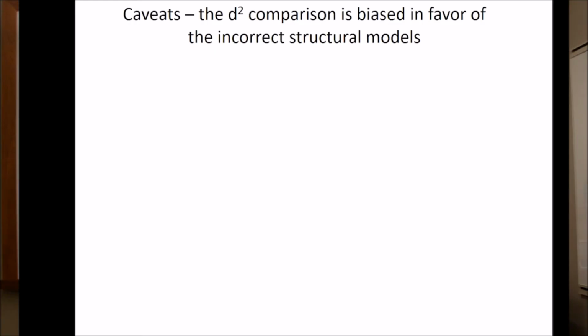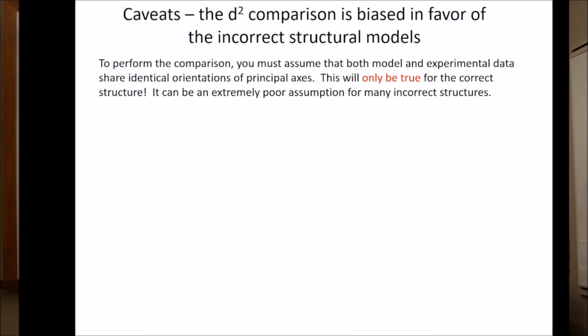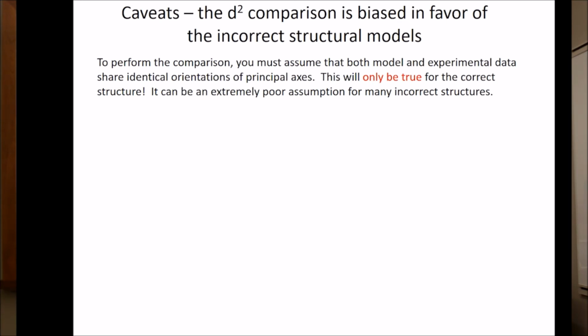There is one problem with doing this comparison this way, and that is d squared is biased in favor of the incorrect structures. One of the assumptions that you make when you do this comparison is that all the things you're comparing share the same orientation of the principal axis system, the axes along which we're measuring shielding. This is only going to be true for the correct structure. For the incorrect structure, it can be a really bad assumption. Some of the incorrect structures can have really very different orientations, and so we're actually making an assumption that is biased in favor of incorrect structures.